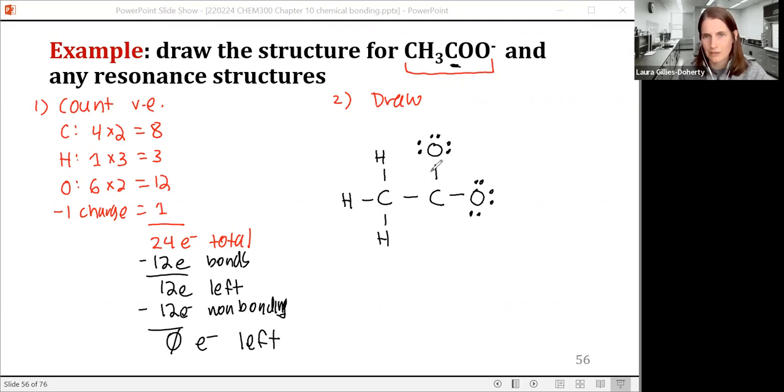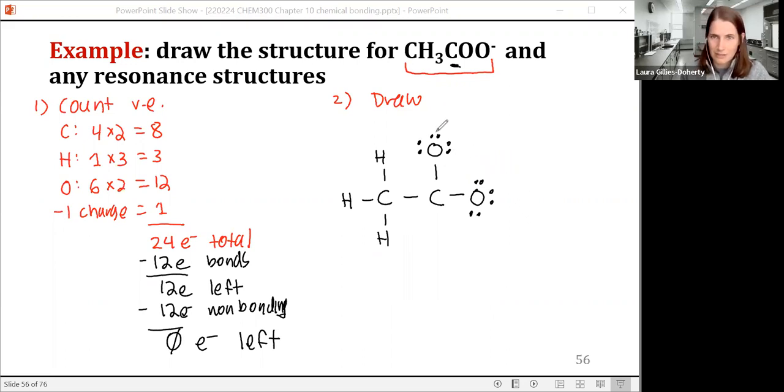I could take 2 electrons from the top one and move them down to make a double bond to give carbon a full octet. Or I could just as easily take 2 electrons from this one on the side to make the double bond. And because they're equivalent, the only thing that's different would be which oxygen I pull the electrons from, but I'm not changing the structure, like how the atoms are connected. That's going to make 2 resonance structures.